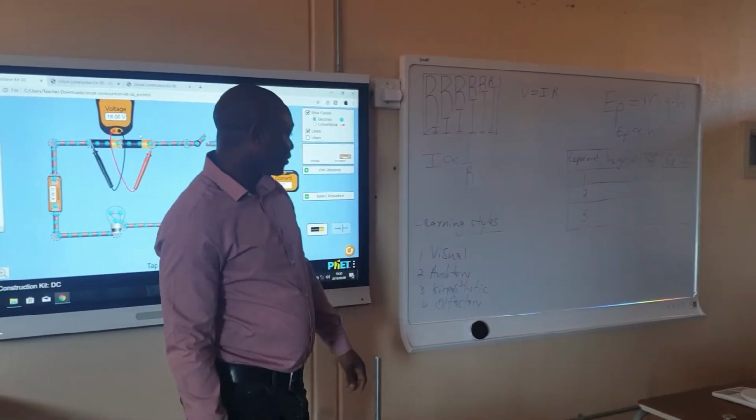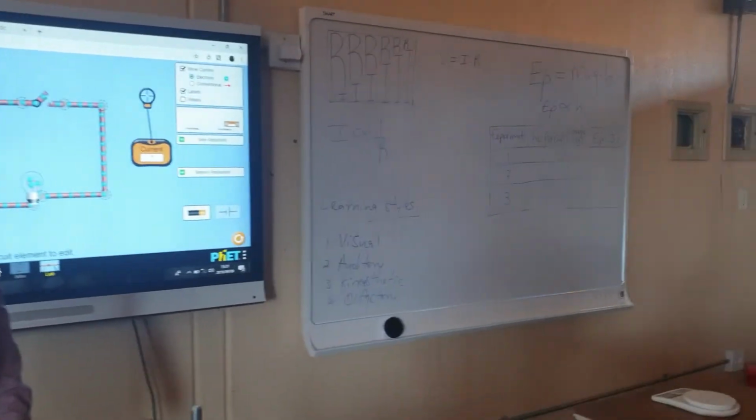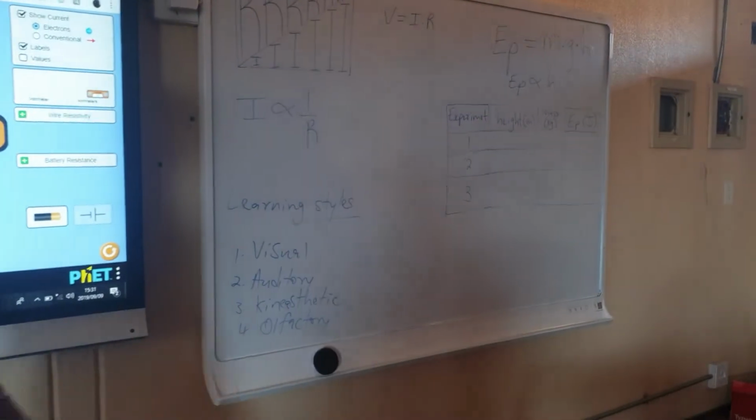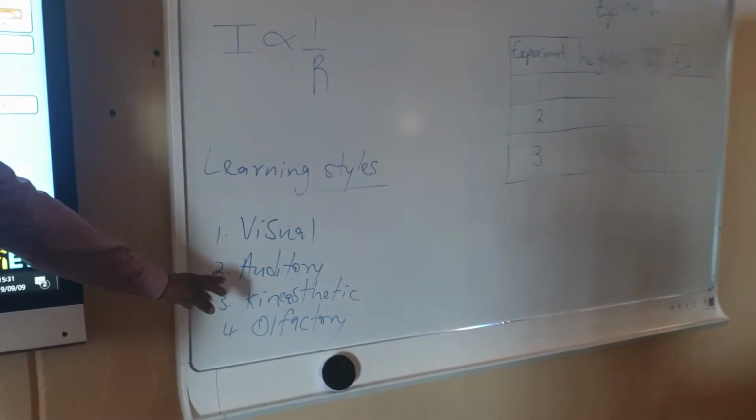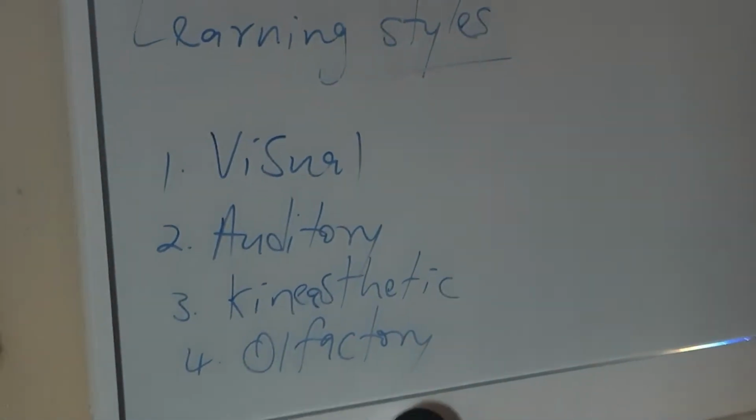Today I'm going to talk about the 4 different types of learning styles. We'll start with the visual, followed by auditory, kinesthetic, and olfactory.